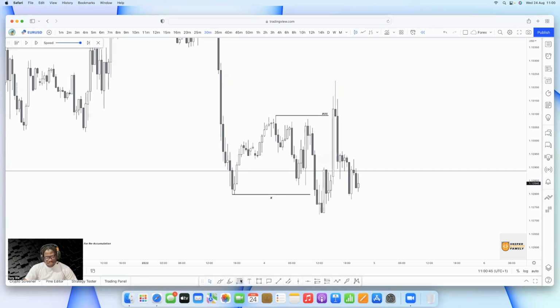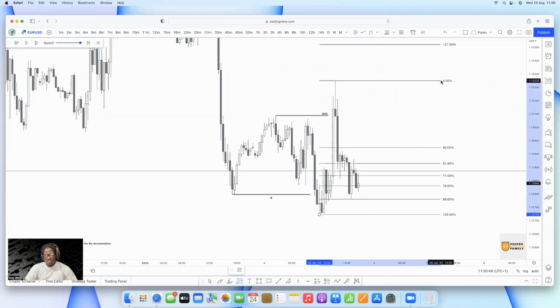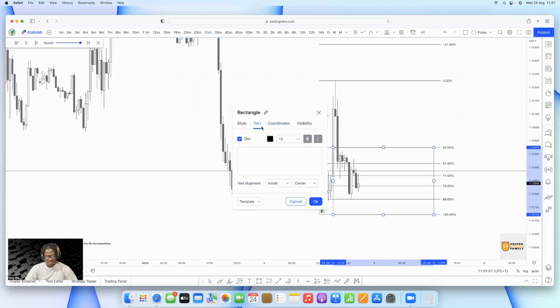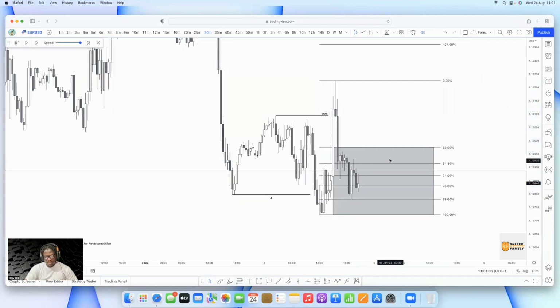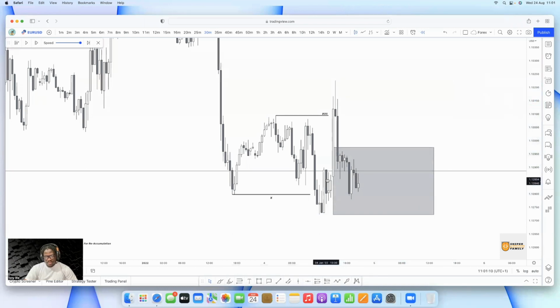All of this is happening at 50% or below. So you don't even need to draw your fib. You already know it is below 50%, right? Because all of this area is where you want to be looking for buy opportunities, all of this area here. Okay, see, all of this area below is 50%. So we have this candle that is there.